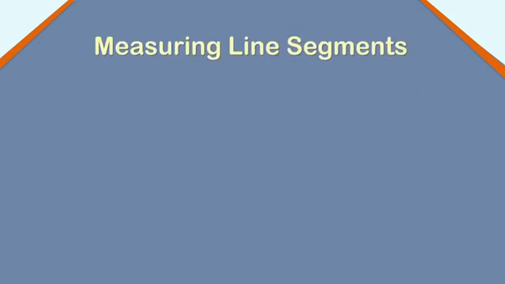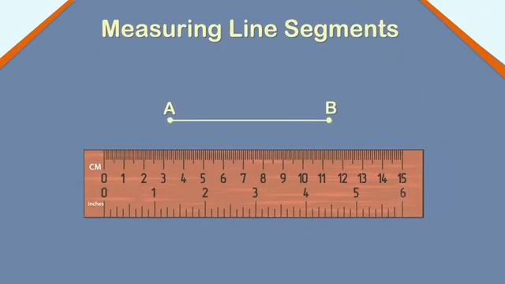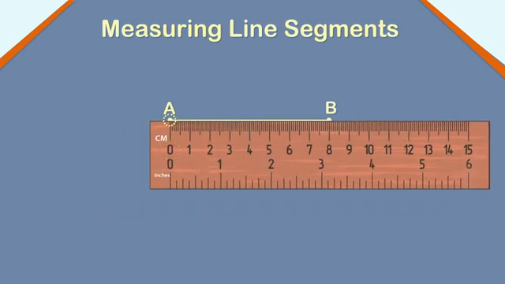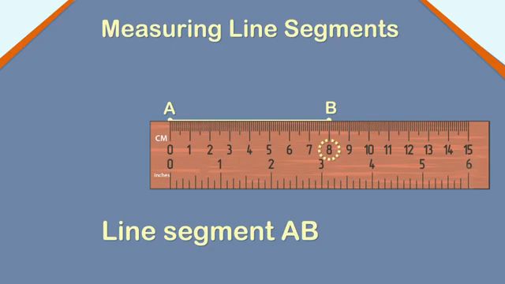We can measure line segments using a ruler. First, let us start with small lengths. Let us measure this line segment AB using a ruler. Here, we will use a centimeter scale as a ruler. Place the 0 mark of the ruler along one end of the line segment, that is point A. The marking on the ruler at which the line ends, that is the marking at point B, gives us the measure of the line segment. Here, the line segment AB measures 8 centimeter.